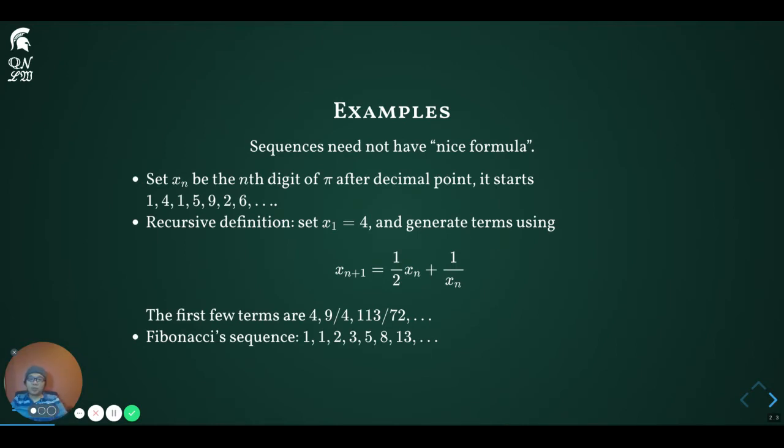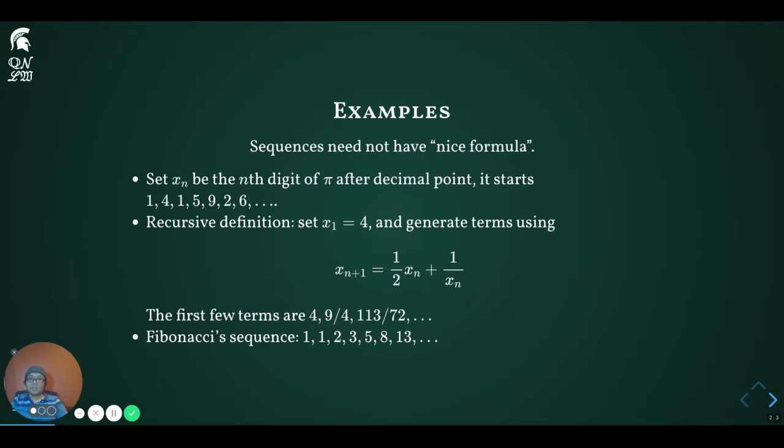The first one is the sequence of the digits of pi after the decimal place. It goes something like 1415926535897932384626433 and so on. The second one is a recursive definition. We start with the number 4. We form the next term by dividing the previous term by 2 and adding to it the reciprocal of the previous term. So the second term is 2 plus 1/4, which is 9/4. The third term can be found to be 113 over 72.